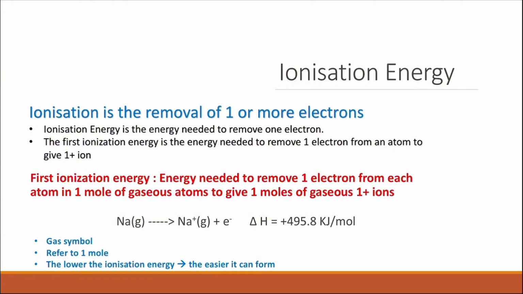So remember that the first ionization energy is the energy needed to remove one electron from each atom in 1 mole of gaseous atoms, if they ask you for the definition, to give 1 mole of gaseous 1 plus ions. When you write the equation, you need to add the gas symbol for both the atom and the ion, and you need to add the electron as well. Refer to only 1 mole of the substance when you do this.